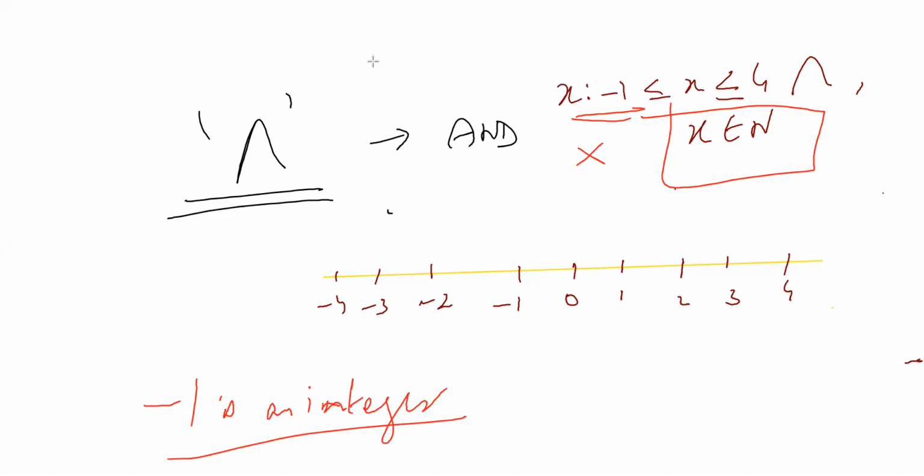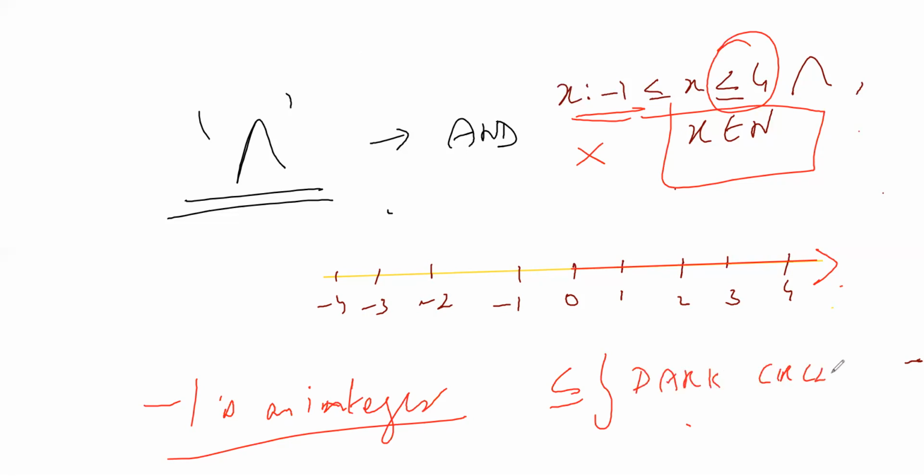Correct? So what do you do in this? It is less than or equal to 4. So we just mark this thing. That's it. Then what is the next big step for us? The next big step is to draw the circle. It is less than or equal to 4. Less than or equal to means what? Dark circles. Correct? The dark circles I'll be using. That's all.